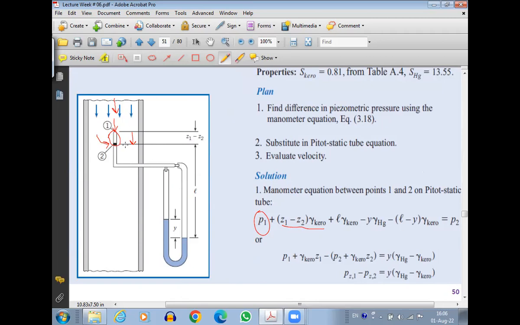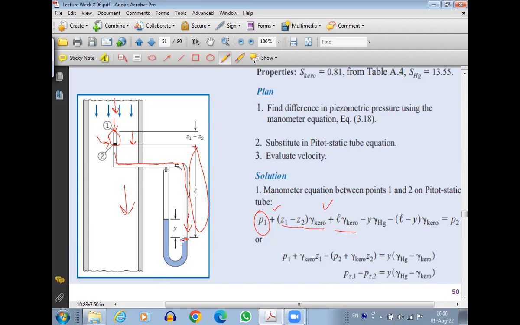Okay. Then we are moving further down from here, because the fluid is going to enter from here and then goes into one side of the manometer till this point. So the elevation difference here is L. Then L into gamma kerosene. These are all plus. Why? Because we are moving down.